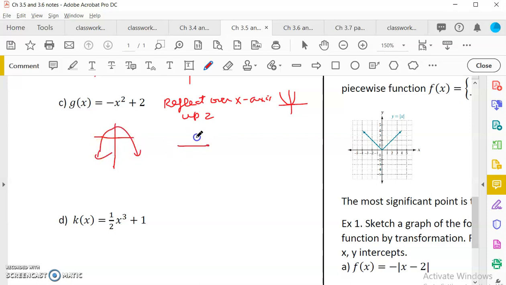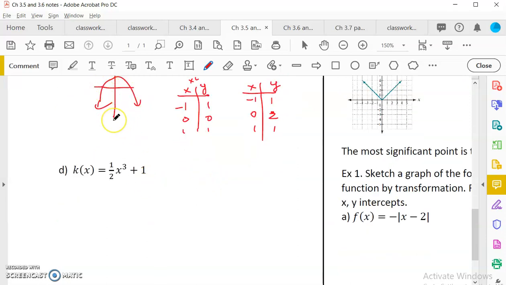If you are to build a table, it would be x, y for x squared: negative 1, 1, 0, 0, 1, 1. And my y is what would change. Y becomes negative y and then add 2. So x doesn't change: negative 1, 0, 1. Y becomes negative 1 plus 2, which is 1. Negative 0 is 0, and then add 2 is 2. And then this is 1, because negative 1, add 2 is 1. So you can see that it is like that.